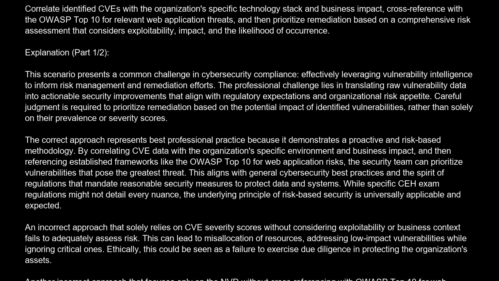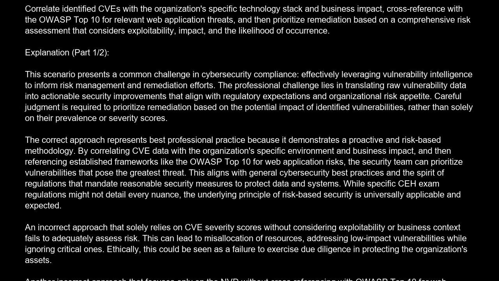An incorrect approach that solely relies on CVE severity scores without considering exploitability or business context fails to adequately assess risk. This can lead to misallocation of resources, addressing low-impact vulnerabilities while ignoring critical ones. Ethically, this could be seen as a failure to exercise due diligence in protecting the organization's assets.